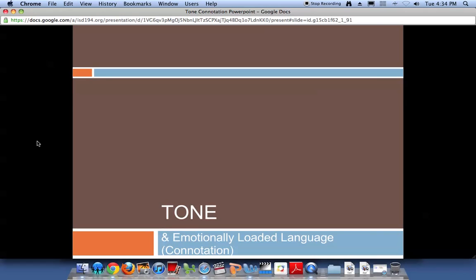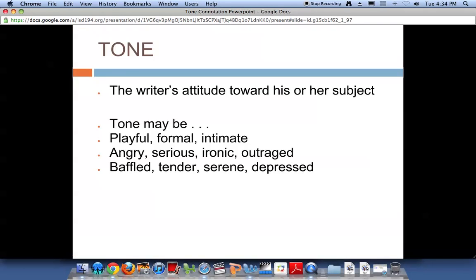So before we get ahead of ourselves, let's break down both of these terms individually, and then we'll talk a little bit about how they interact and relate to one another. So, as I mentioned, tone is the writer's attitude towards his or her subject. And the tone can take all sorts of different emotions. It can be playful or intimate, serious, baffled, angry, depressed, or outraged. What's going to determine the tone that the author has towards their subject is really the words that they're choosing to use to describe the subject.